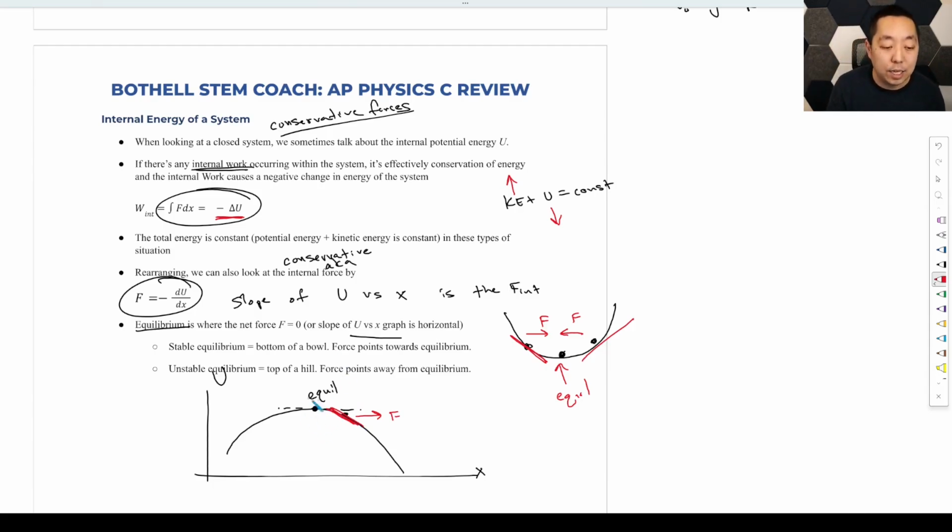So this is called the unstable equilibrium, because if you just teeter off the edge, it's just going to roll away. Sometimes people think about this potential energy graph as a ball rolling on a hill or something like that. So this is a stable equilibrium. This is an unstable equilibrium.